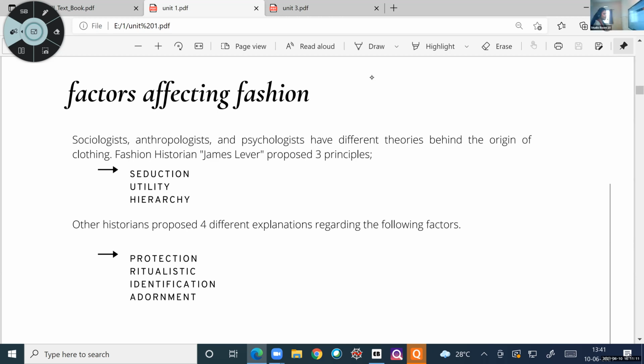So identification. Who all we have? Anna, identification. Unmute yourself, Anna. It is about the social status, the rank, the marital status, and the status in the tribes. It all comes under identification, right? So what is adornment?